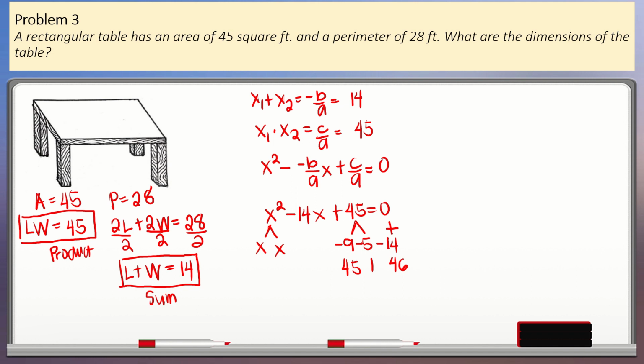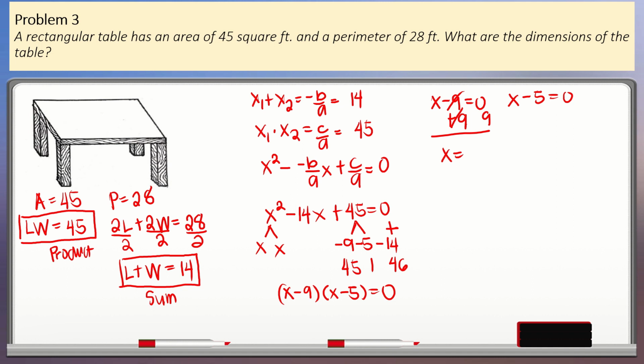So the roots, or the factors, are x minus 9 multiplied by x minus 5 is equal to 0. Then we apply the zero product property, making each factor equal to 0. So x minus 9 is equal to 0 and x minus 5 is equal to 0. Add both sides of the equation by 9. So we have x is equal to negative 9 plus 9. This is 0. Is equal to 0 plus 9. We have positive 9.